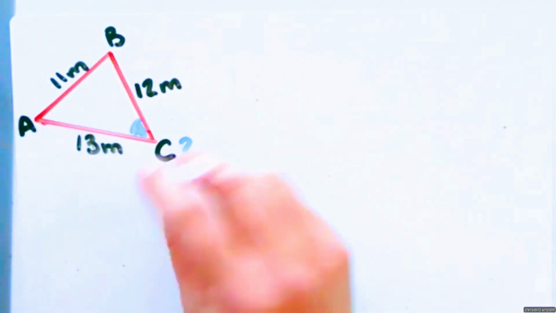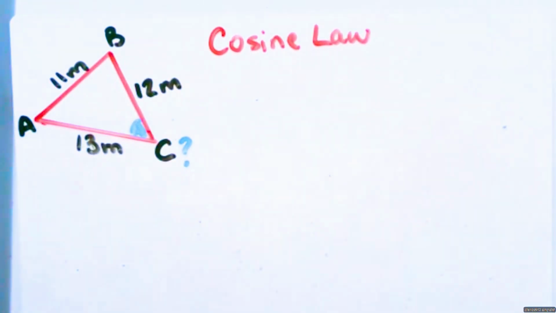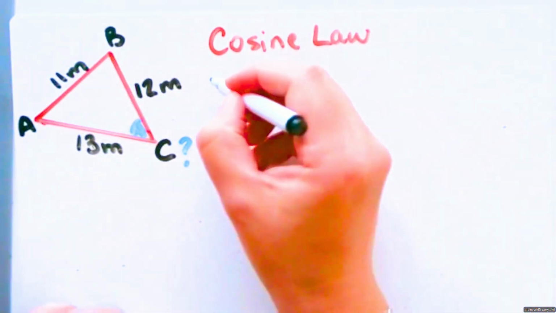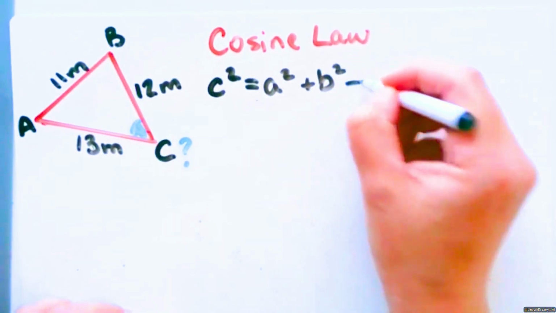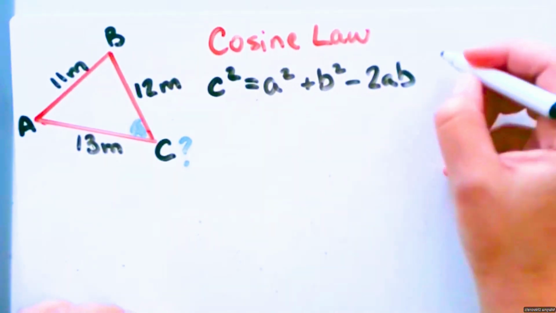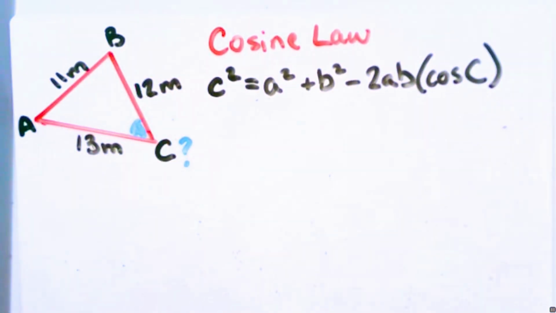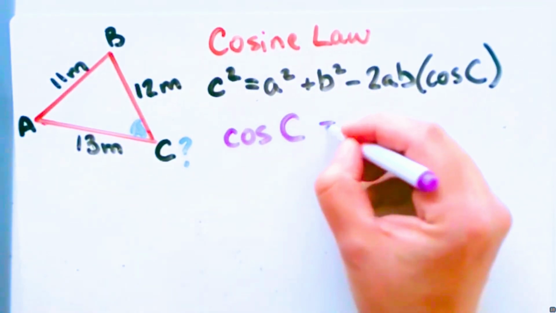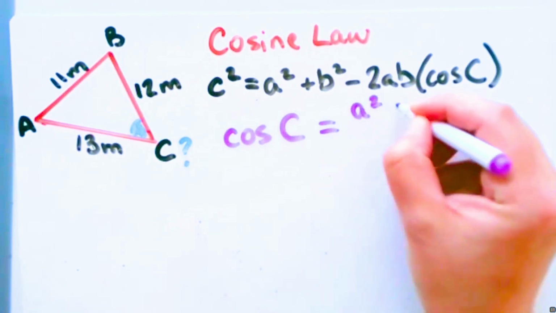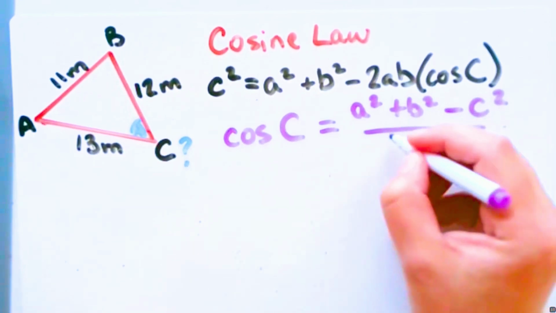We're going to find this unknown angle using the cosine law. First, let's review our cosine law formula. We're used to seeing it written this way: c squared equals a squared plus b squared minus 2ab times cosine of c. But to find the angle, I'm going to rearrange it to look like this. Cosine of c equals a squared plus b squared minus c squared all over 2 times a times b.